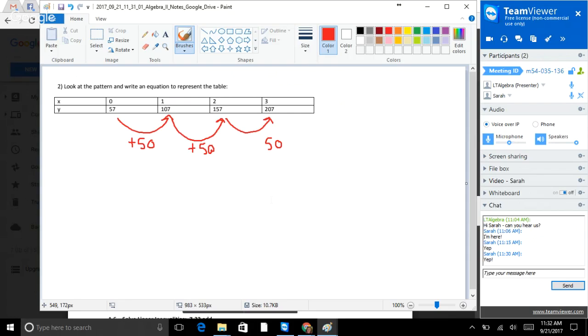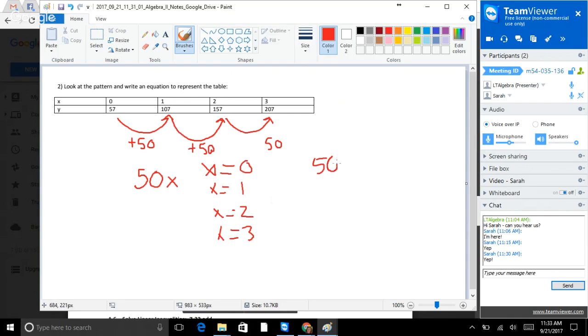So that means that we could write 50 times x, and that would represent the jump. So when x equals 0, that kind of doesn't work, but when x equals 1, we increase by 50, right? When x equals 2, we increase by 50. When x equals 3, we increase by 50 from the previous. I feel like I'm not explaining this very well. I should have started with the other one. But we have to also look at what we start with, right?